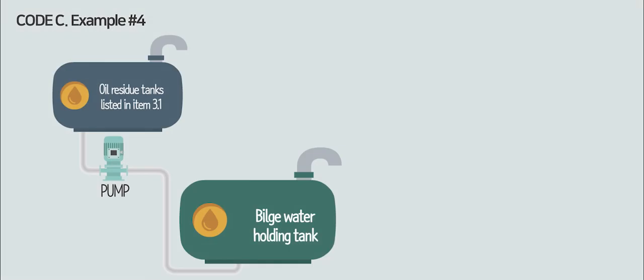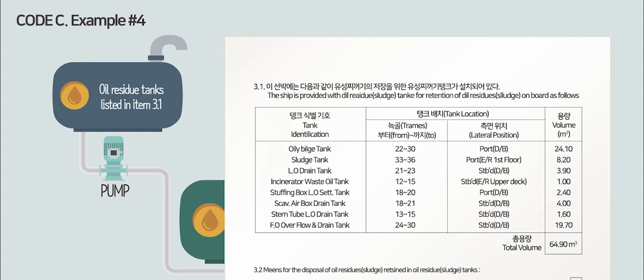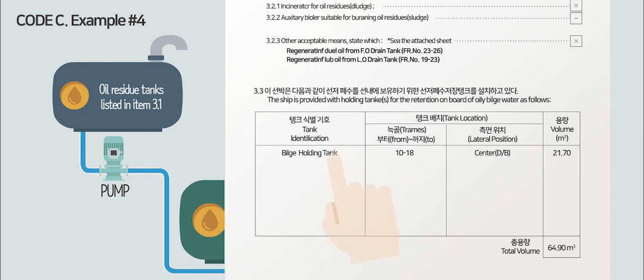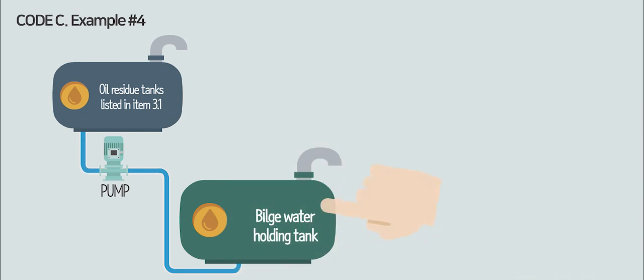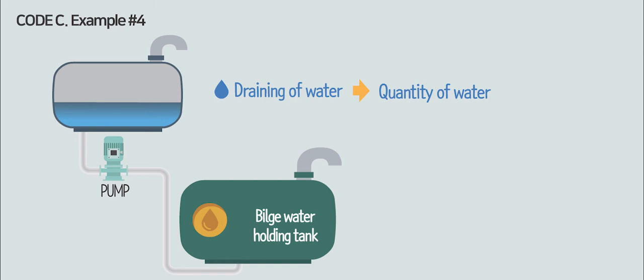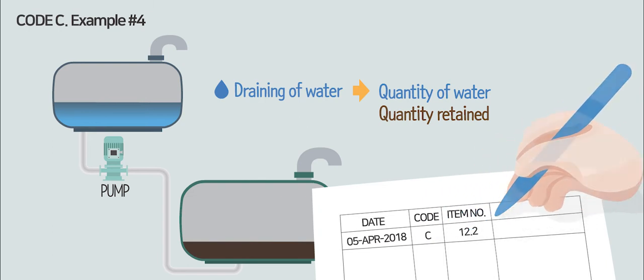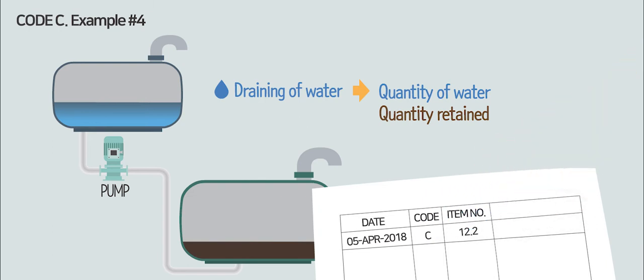Example 4. In case of draining of water from an oil residue tank, listed under Item 3.1 in the supplement to the IOPPC, to a bilge water holding tank, listed under Item 3.3 in the supplement to the IOPPC, quantity of water drained from oil residue tank, quantity retained and name of tank collected, quantity retained are recorded using Item 12.1 of Code C. Please note the following.